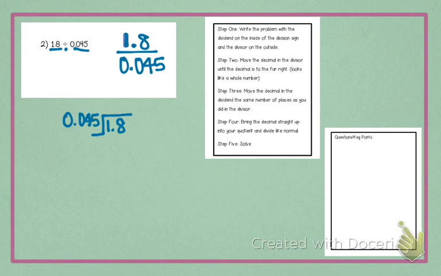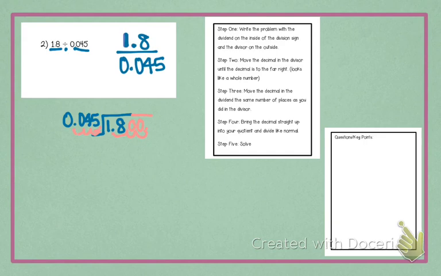Step 2 is to move the decimal over however many times in the divisor as it takes to make a whole number. That's 1, 2, 3 times. So we're going to do the same in the dividend. So now instead of 0.045, we have 45. And then 1, 2, 3 times. And then we would add our zeros. 0, 0.